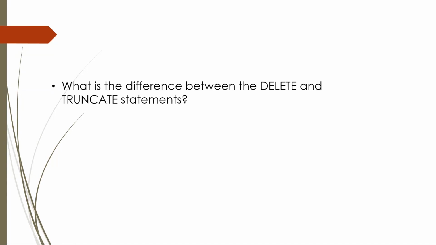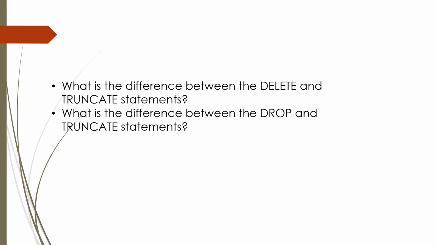Next question is, what is the difference between delete and truncate statements? Delete is a reversible data manipulation language command used to delete one or more rows from a table based on the conditions specified in the where clause. Instead, truncate is an irreversible DDL function used to delete all rows from a table. Delete works slower than truncate. Also, we can't use the truncate statement for a table containing a foreign key.